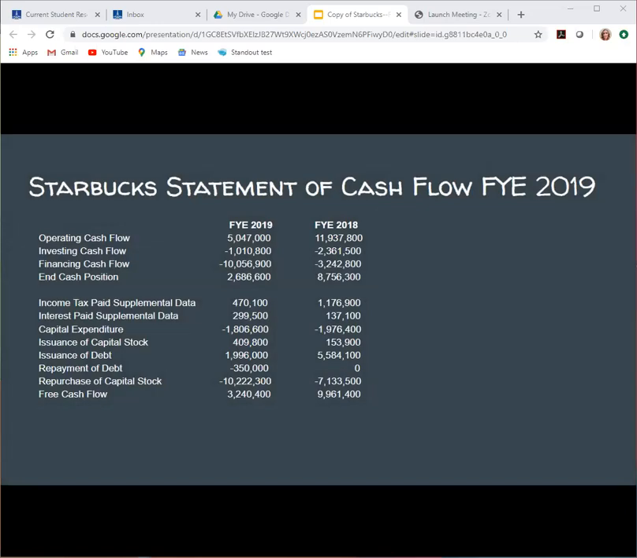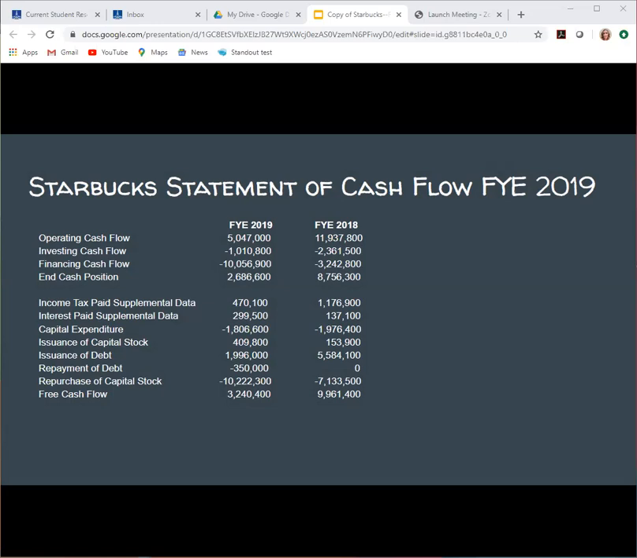This slide shows Starbucks' statement of cash flow fiscal year end 2019 and 18. Investors use this statement to decide on the viability of the company, generally referencing the last line, the free cash flow. If a company's cash generation is positive, it's a strong indicator that the company is in a good position to avoid excessive borrowing, expand its business, pay dividends, and weather hard times.